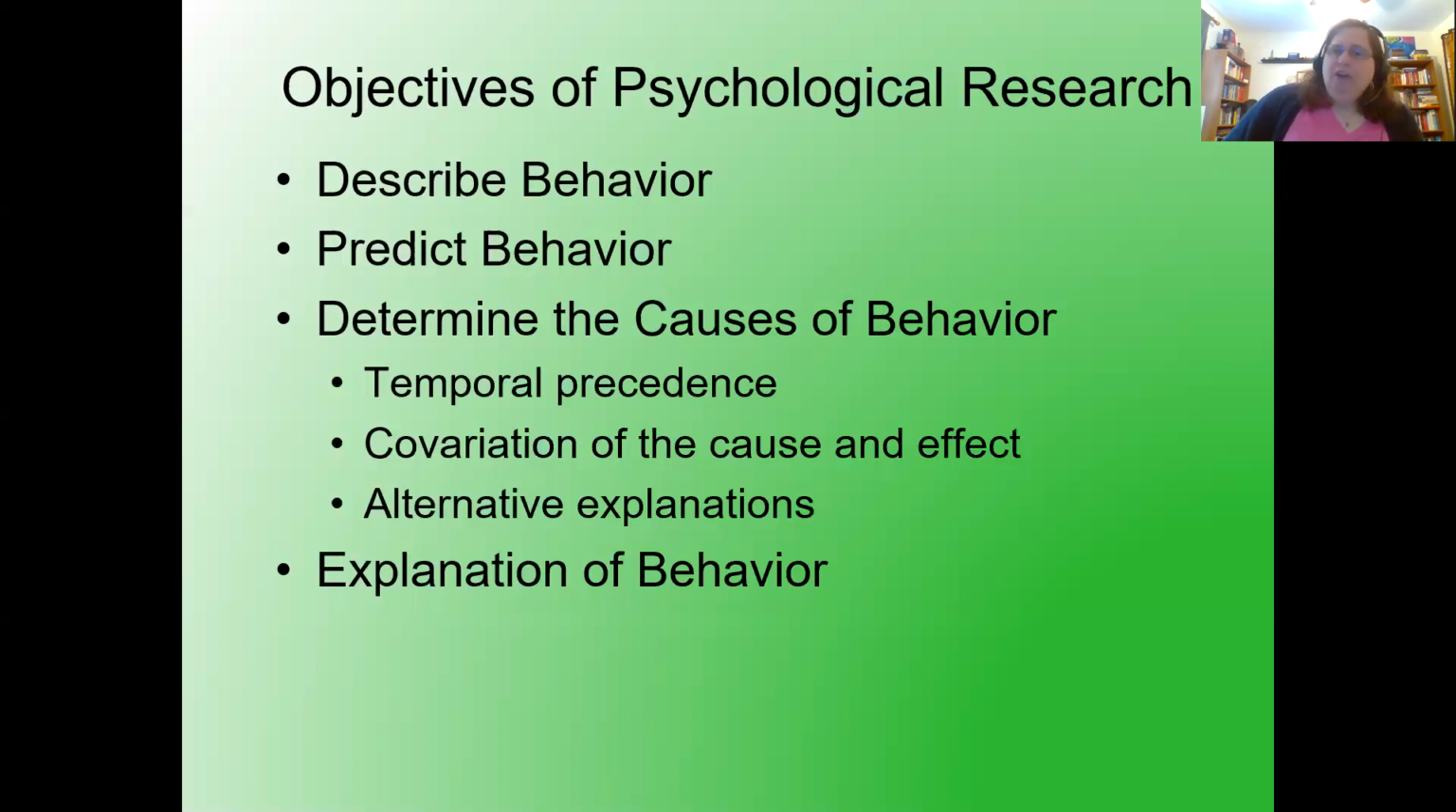Okay, covariation of the cause and effect. What this means is that when the cause happens, the effect happens. And more, just as equally important, when the cause does not happen, the effect does not happen. Okay. So let's take an example of this one.